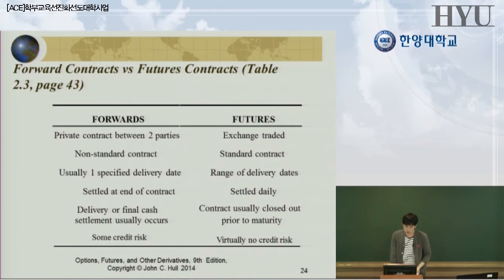Meanwhile, forward contracts are private contracts between just two parties, and they are non-standard contracts with just a single specified delivery date, and they are almost always settled at the end of the contract. They definitely have some credit risk. So in this case, the company should have some collateral or something else.